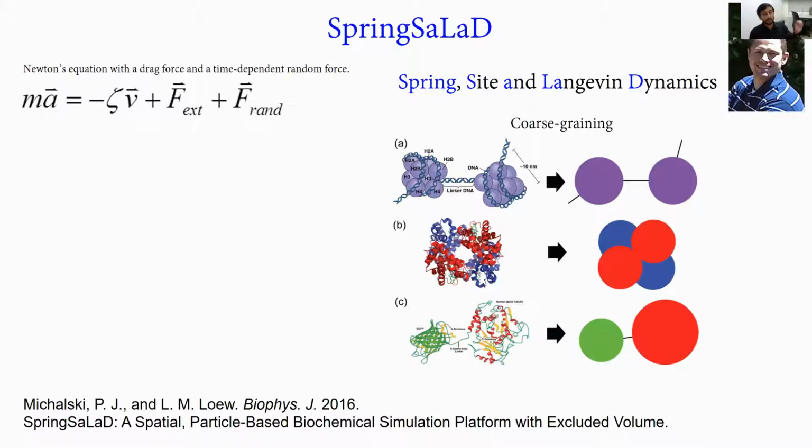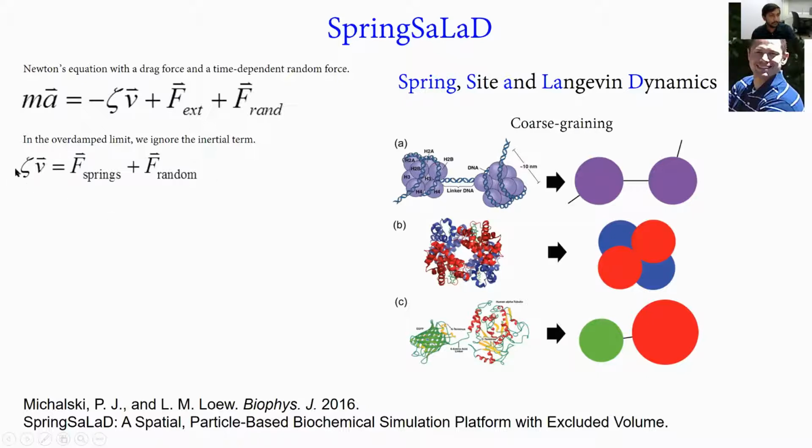So you model those solvent collisions by an implicit force term, which we call a random force. And you will see how people typically model that random force here. So in this framework, in SpringSaLaD framework, there is something called the overdamped limit, where you ignore this inertial term here. So this would be 0, and you take this term to the left-hand side, and the equation becomes this.